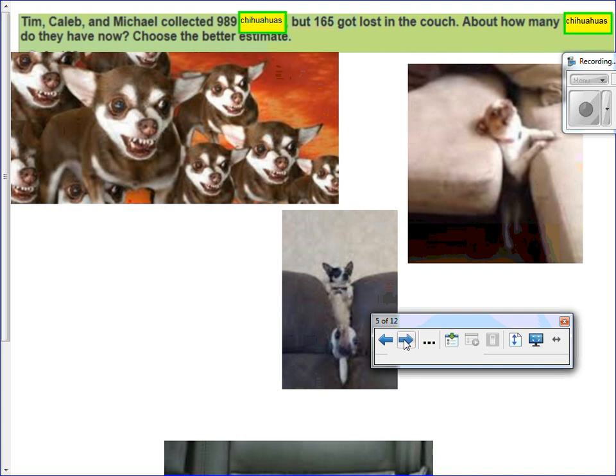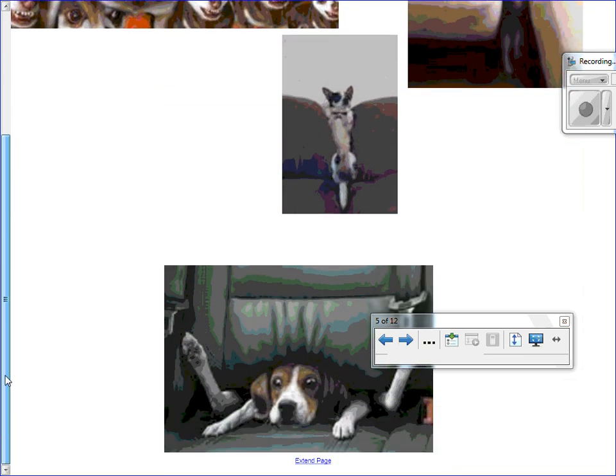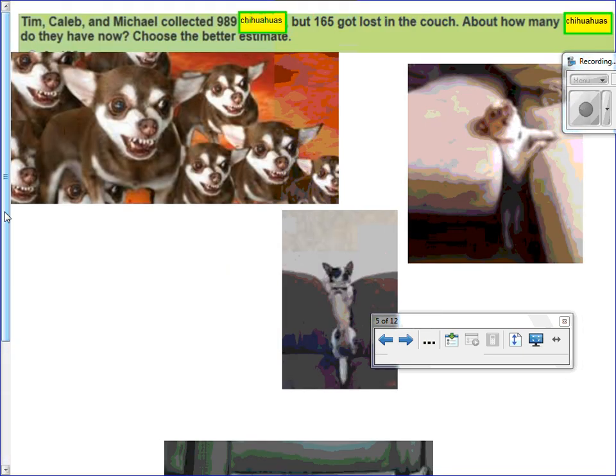Yes, we got some Chihuahuas. Tim, Caleb, and Michael collected 988 Chihuahuas. I'm not sure where they're collecting that many Chihuahuas, but that'd be a great time. But 165 got lost in the couch. But how many Chihuahuas do they have now? Choose the better estimate. Let's kind of take a look down here. I want to see what this other picture is. That's awesome. All right, we'll keep going here.